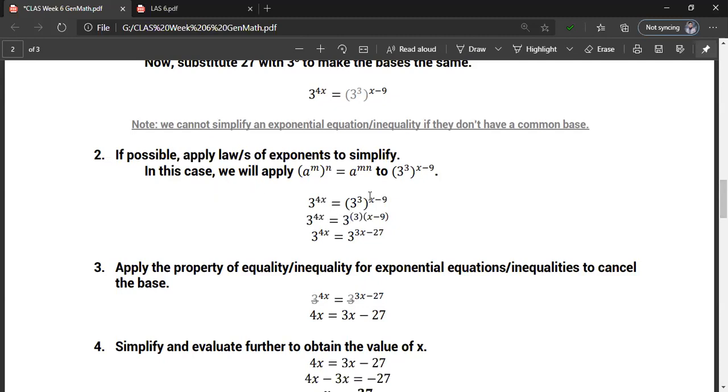Okay. If possible, apply law of exponents to simplify. So in this case, kung mapapansin nyo ito, ang komplikado di ba ng right side of our equation natin, which is 3 raised to 3 raised to x minus 9. And based dun sa laws of exponent natin, pwede natin siyang i-apply. Ang gagawin natin is to apply itong a raised to m raised to n para mapagsama natin ng buo yung mga exponent. So, i-multiply natin yung 3 and yung x minus 9.